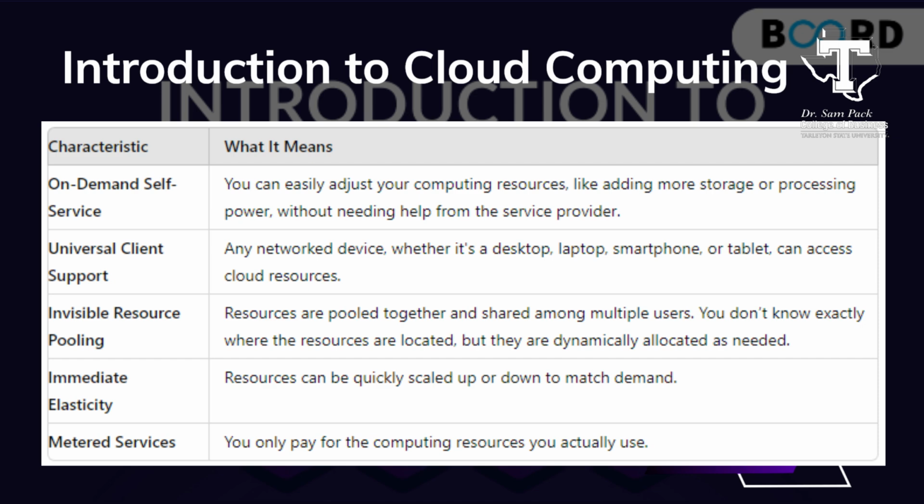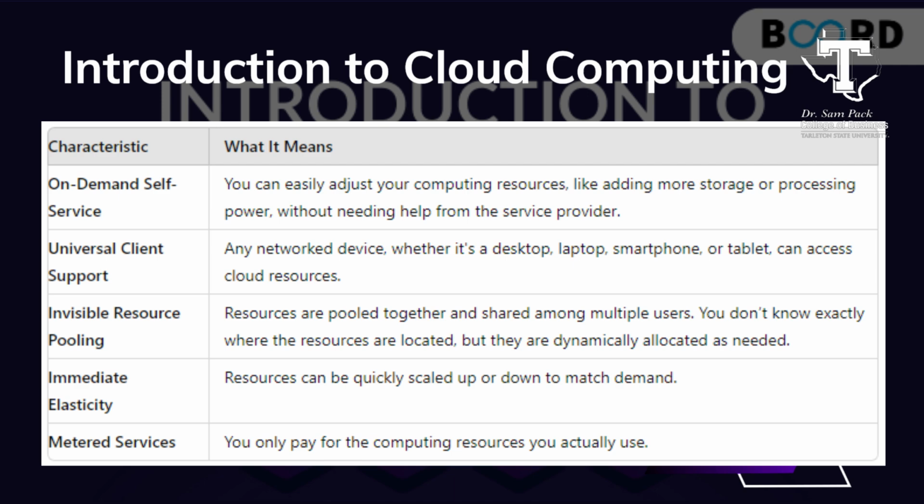Characteristics of cloud computing include on-demand self-service, where users can adjust computing resources like storage or processing power as needed, without requiring help from the service provider. This means you can scale up or down instantly based on your needs. Universal client support means cloud services can be accessed from virtually any network device, including desktops, laptops, smartphones, and tablets, making it highly versatile and accessible.